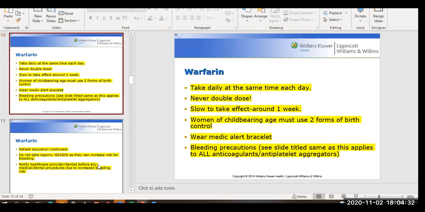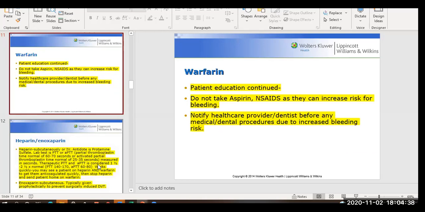And then you're going to see in here, I put bleeding precautions, which apply to all the meds, right? With warfarin, they can't take aspirin or NSAIDs because they increase the risk of bleeding. And that also applies to all the anticoagulants. And if they're going to have any kind of procedures done at the dentist or the doctor, they better let them know that they're on an anticoagulant or they're going to bleed. Okay?